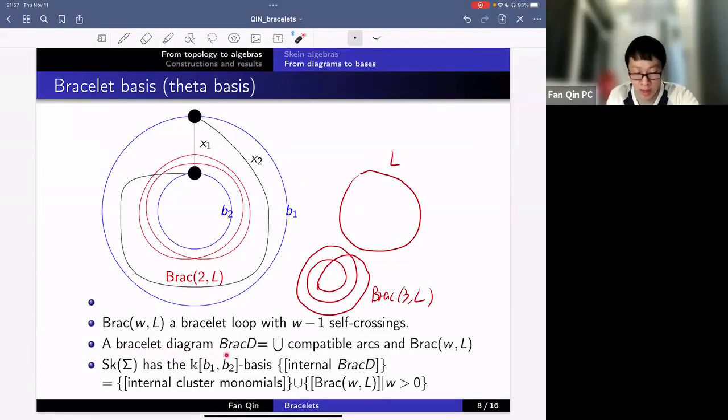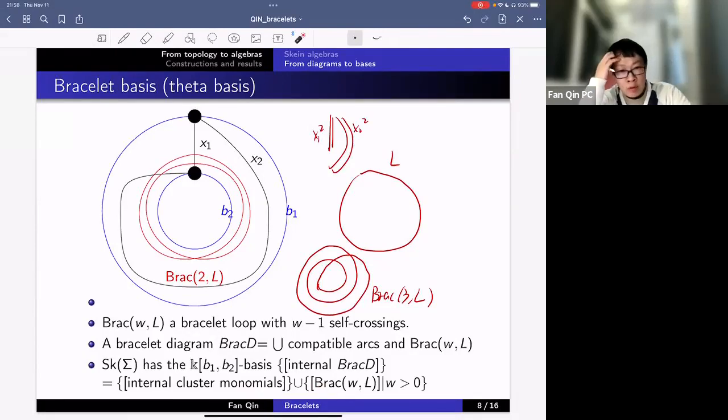Well, these are curves which have self-crossing, but it turns out to be the correct things to look at. And the bracelet diagram, by which I mean it is a compatible collection of arcs and bracelets. So the arcs and bracelets must not intersect. If you look at this diagram and you consider all the internal bracelet diagrams, which I mean that I don't allow the boundary arcs inside, this gives you a basis over the coefficient ring over the boundary, such that if you want something which has no self-crossing, either you take the cluster monomial, by which I mean that I take the multiple of x1, x2, so you take something like this, x1 squared, x2 squared, or you take some bracelet diagram. So you only have two choices.